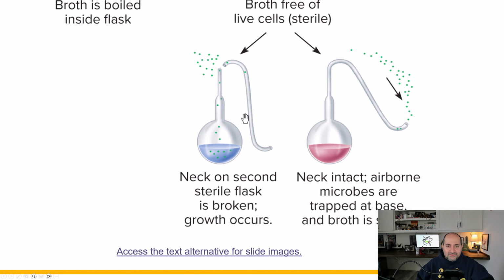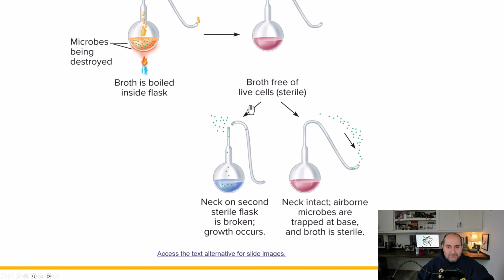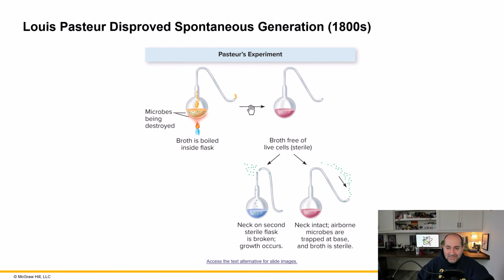However, if Pasteur broke the neck, right, shortly after breaking the neck, the broth would spoil, showing that dust and debris getting into the broth delivered the microorganisms to the broth. The broth didn't spontaneously generate the microorganisms. The microorganisms were deposited into the broth from the air, right? And the swan neck being intact prevented that from happening. Isn't that neat? So by doing this elegant, simple experiment, Louis Pasteur disproved the concept of spontaneous generation.